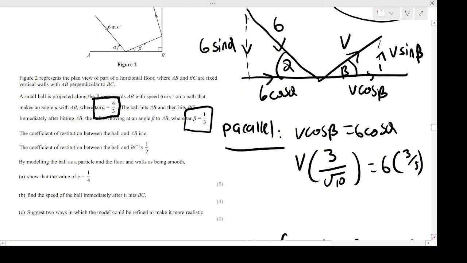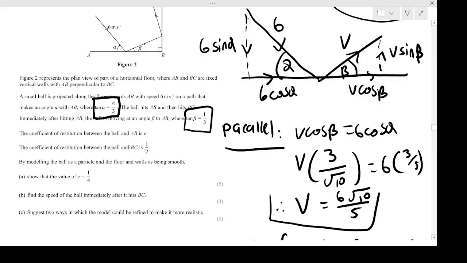And so we can simplify this then. So if I divide by the fraction 3 over root 10, I just get v. If I simplify all of this, I get 6 root 10 over 5. So that's my speed v there.